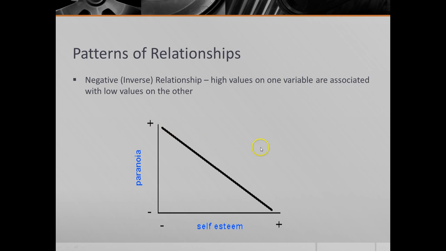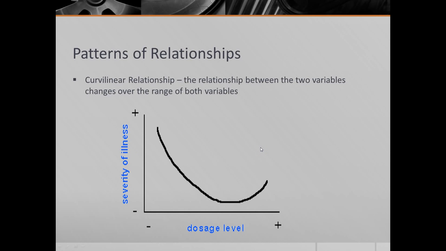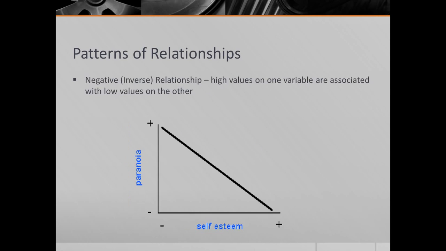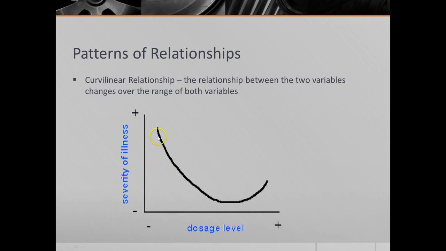Finally, we have a curvilinear relationship. So this is nonlinear. These are linear in nature. This one is curvilinear in nature. It could go up and then down and up again.